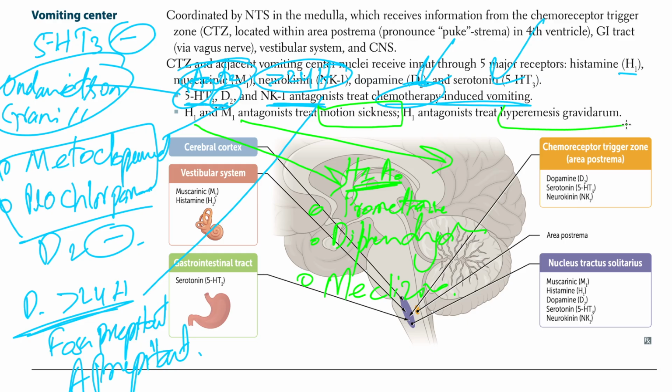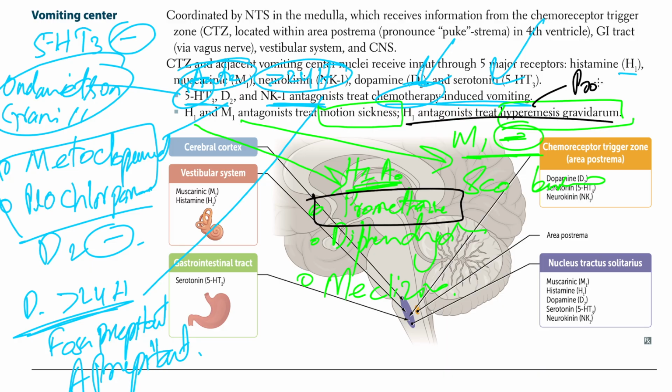And for motion sickness, let's talk about M1. M1 inhibitors are your scopolamine. It is specific for motion sickness, right? And for hyperemesis gravidarum, changing color, let's change it to black. For hyperemesis gravidarum, you want to give only and only promethazine, the first one. Promethazine. Okay. And what is motion sickness basically? Motion sickness is when a patient has nausea, could be vomiting, diaphoresis. These are the signs and symptoms.